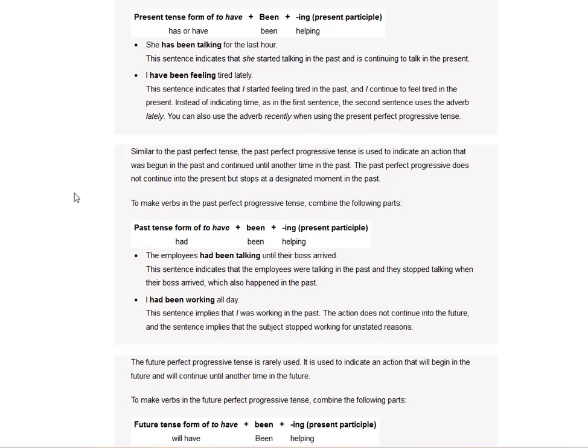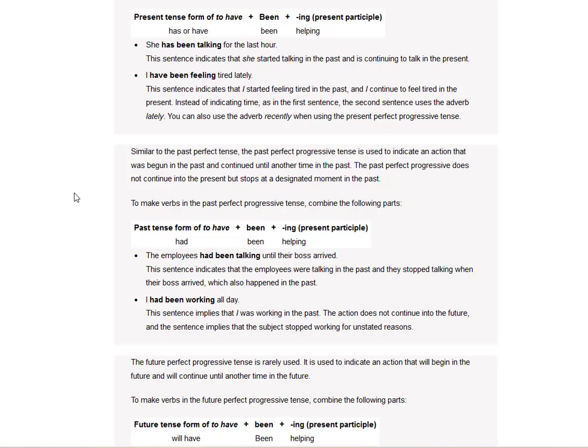I had been working all day. The sentence implies that I was working in the past. This action does not continue into the future, and the sentence implies that the subject stopped for unstated reasons.